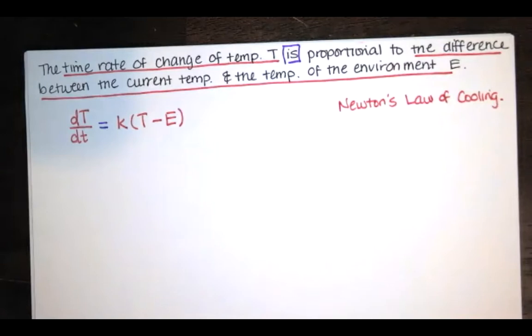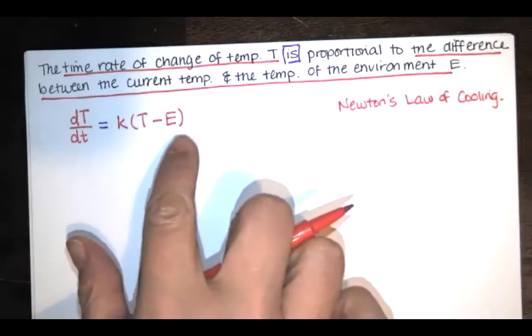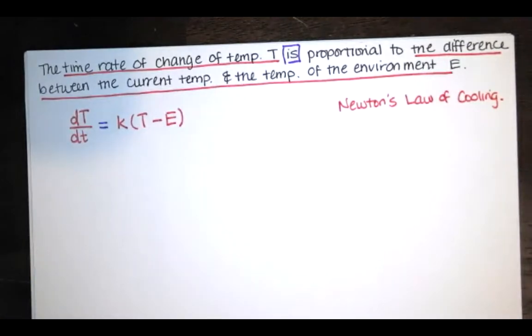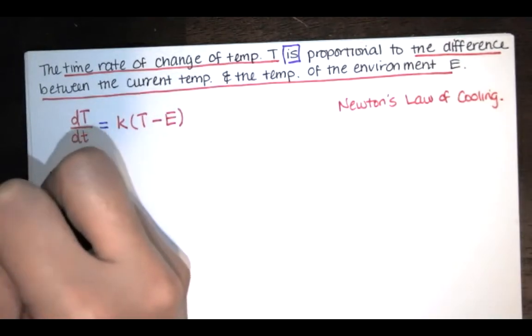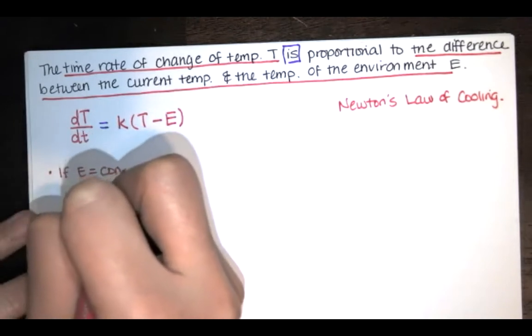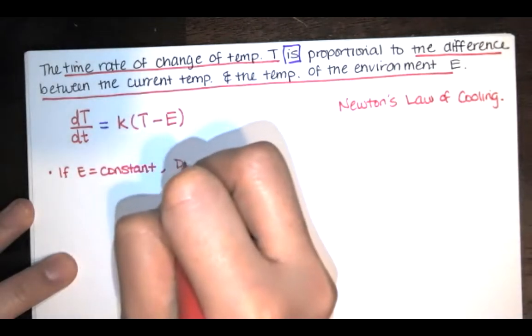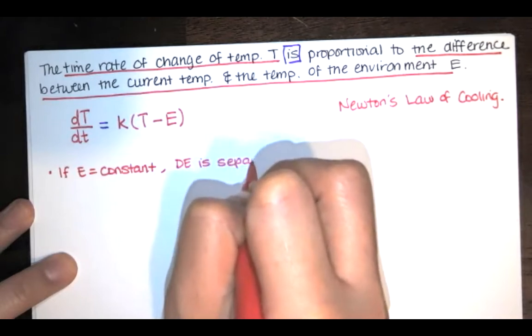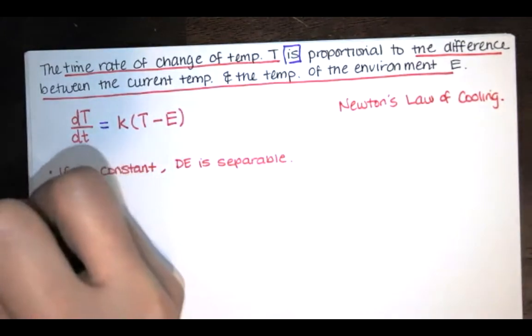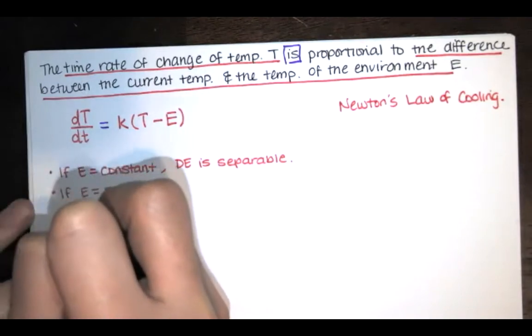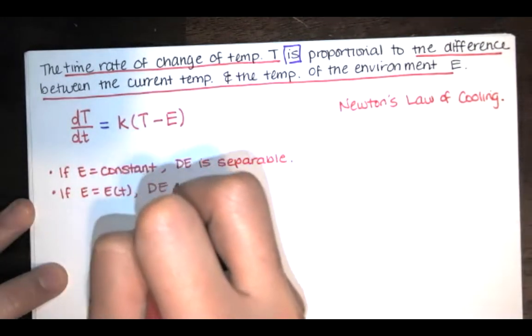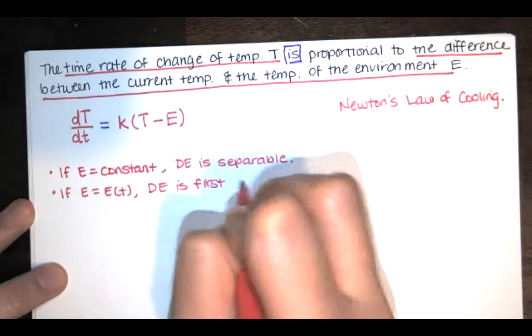Now, in general, this is a first order linear differential equation. But if the environmental temperature is constant, then this is separable. So we'll just look at it in two cases. We'll say if E is a constant, so let's say you're talking about room temperature and the temperature in the room stays constant, then the DE is separable. But if the temperature changes with time, then the DE is first order linear and it can be solved with an integrating factor.